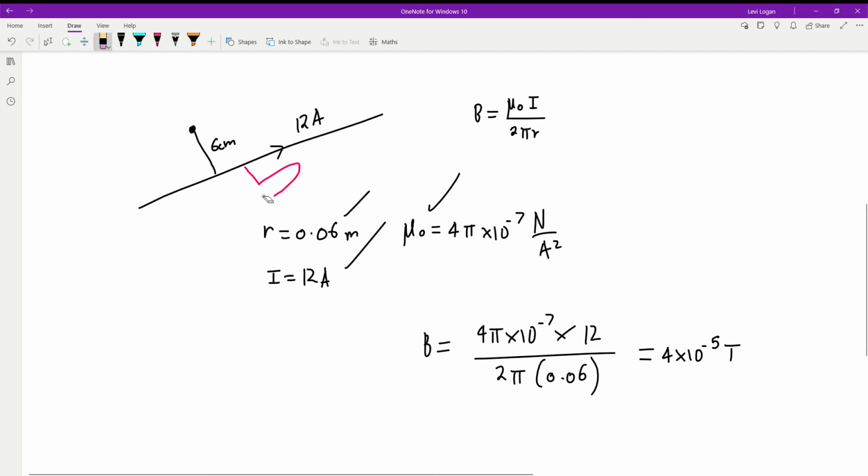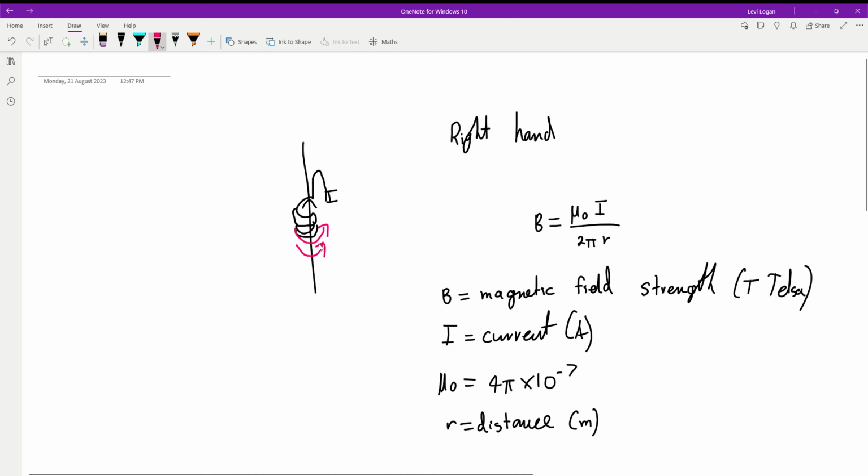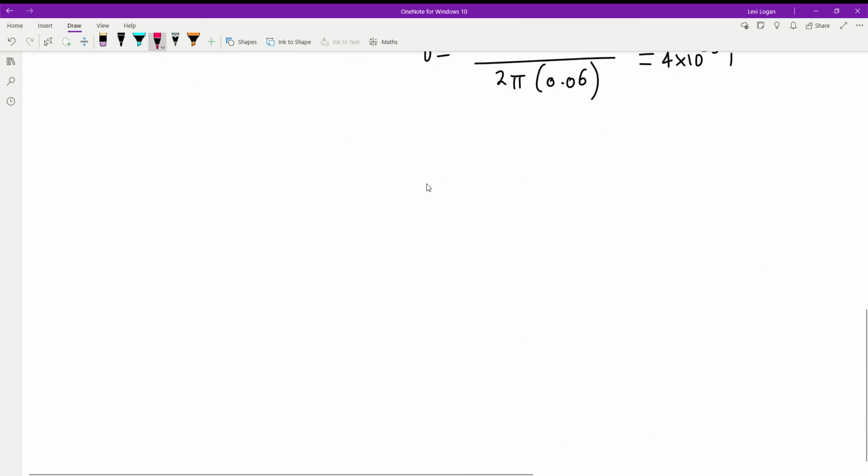So the magnetic field will be going around like this. This is a better drawing, so I'll just draw the field lines. So it should be going around like that. Okay? Right. The math is pretty easy. The direction stuff is probably the hardest part, but once you get used to it with the right hand rules, it becomes really easy.